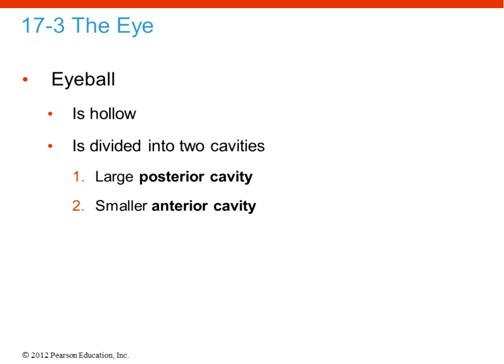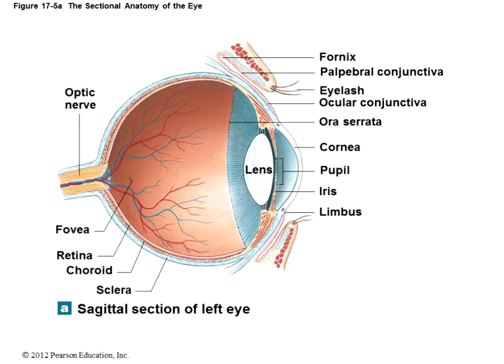And so it's divided into 2 cavities. You have a much larger posterior cavity, which, as I said, is hollow but contains a vitreous humor, which is sort of like a gel-like substance to keep the shape of the eyeball. Then you have a smaller anterior cavity, which also has a fluid circulating through it. We call that aqueous humor. We'll talk about that a little bit later.